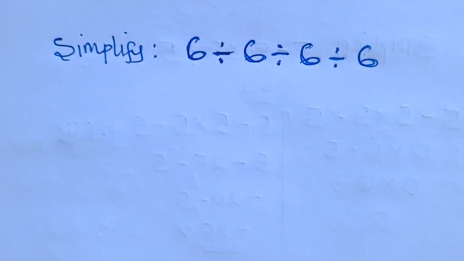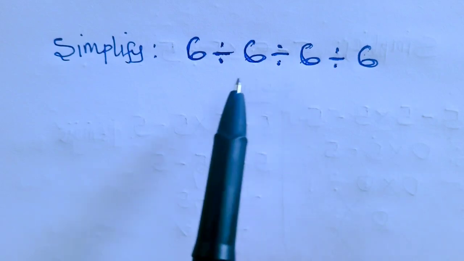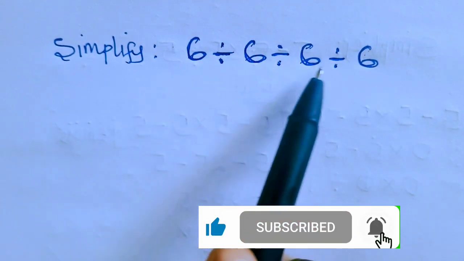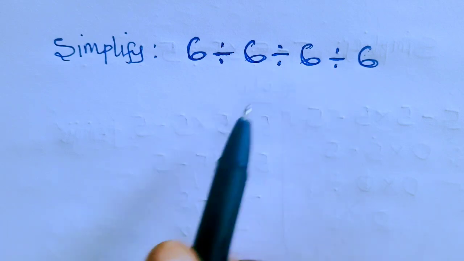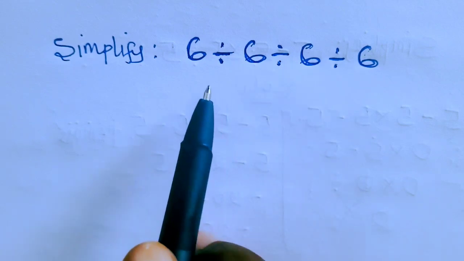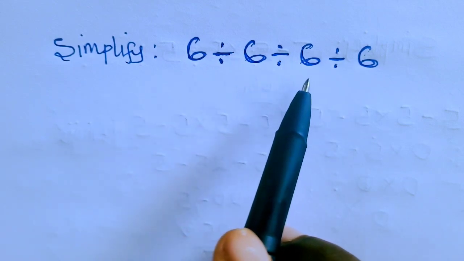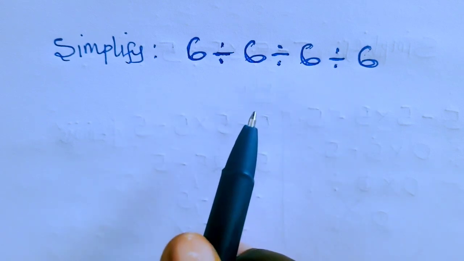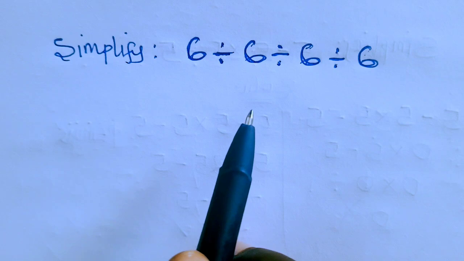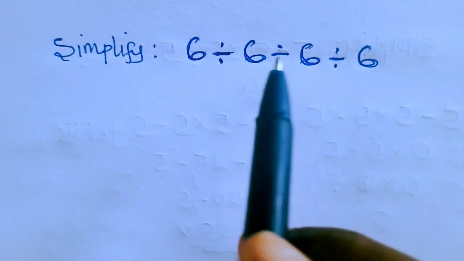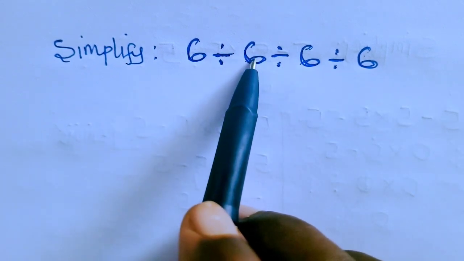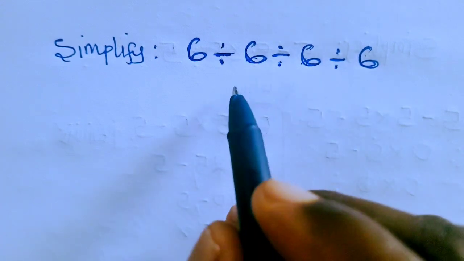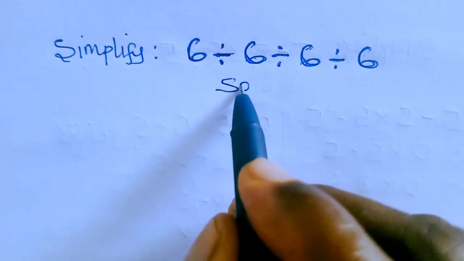In this video, I'm going to teach you how to simplify this expression right here correctly. 90% of students got this expression wrong. Now we have to simplify 6 divided by 6 divided by 6 divided by 6. Let's have a solution.